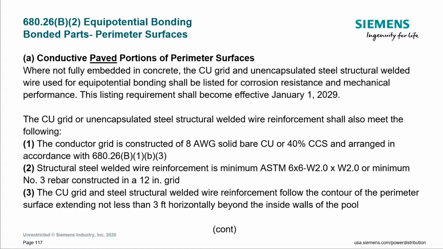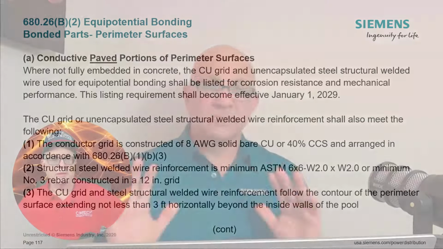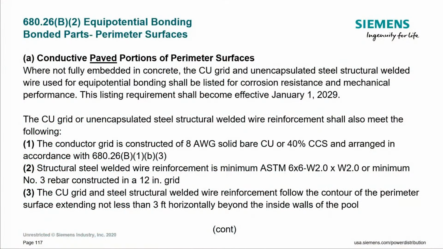So the conductor grid is constructed of 8-gauge solid copper or 40% copper clad steel and arranged in accordance with 680.26(B)(1)(b)(3). That's the 12 by 12, up to a 4-inch tolerance. And if folks are buying this grid from a manufacturer, they meet that. Yeah, I mean, we're not making this thing. You saw a picture earlier of it in a roll. Nobody's making this thing. Who's going to make all those connections? Who wants to exothermic weld all those connections? Who wants split bolts at all these connections? Who in their right mind has got the time to sit there and do that? No, I'm not going to waste my time. You're buying this already pre-made.